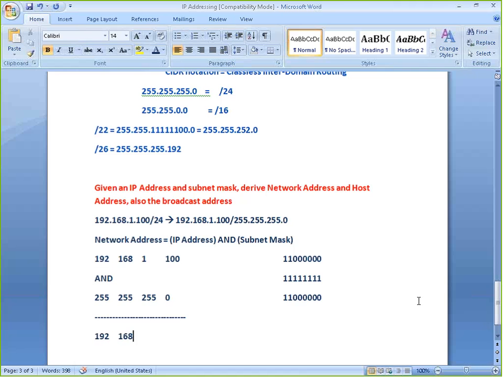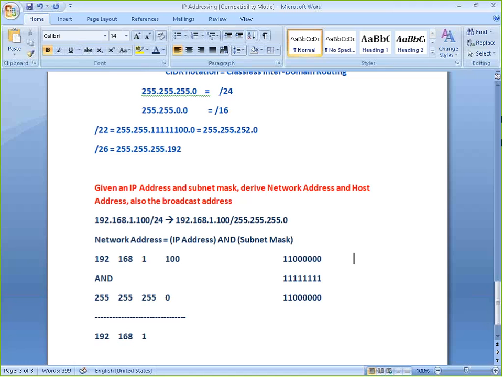Now let's talk about the third octet. The third octet is 1, and if I AND with 255, the resultant value is again going to be 1. Do you get that? The same logic like I talked about before. Now let's talk about the last octet. The last octet of the subnet mask is 0. 0 means all the bits are going to be zeros out here.